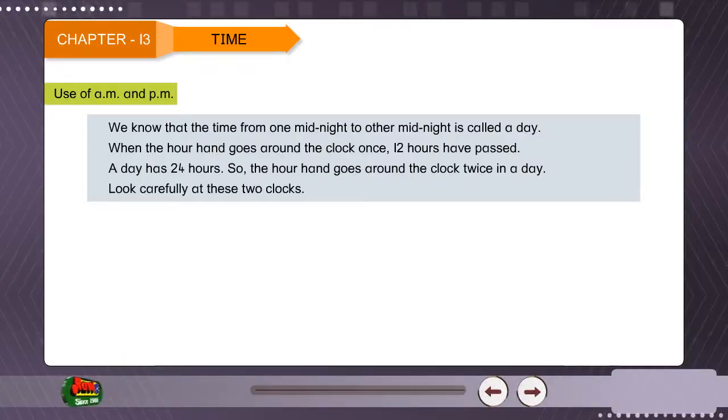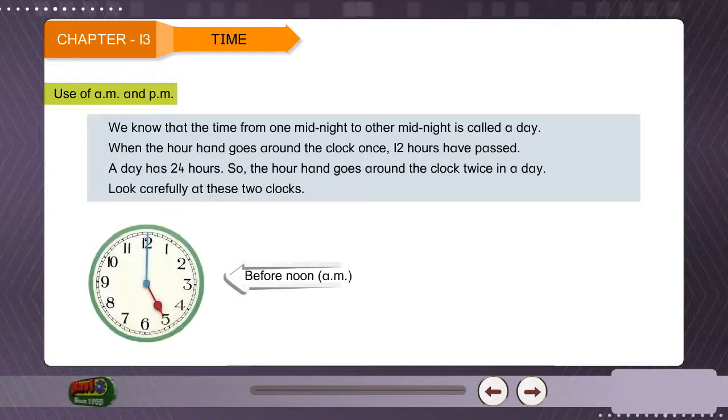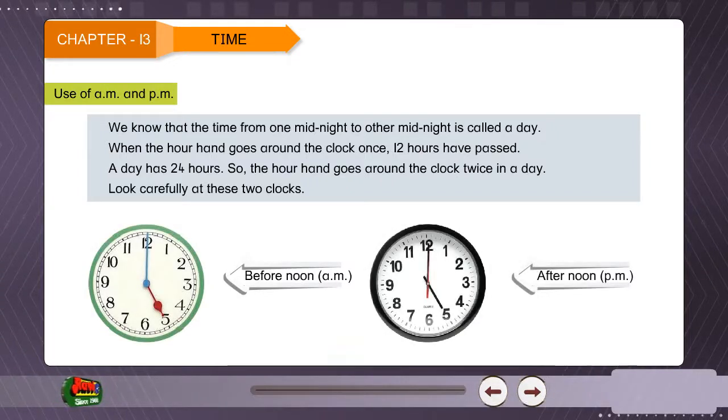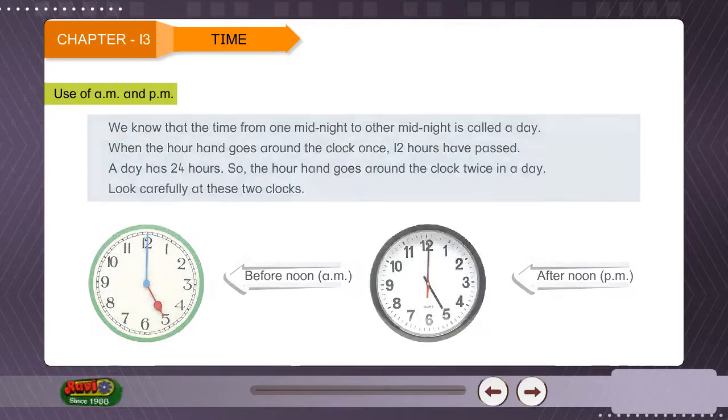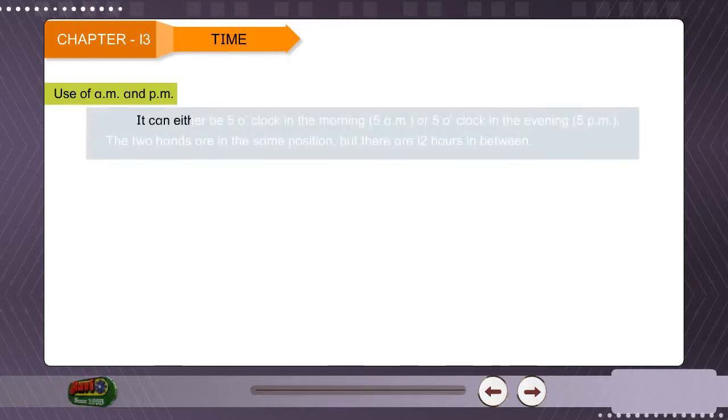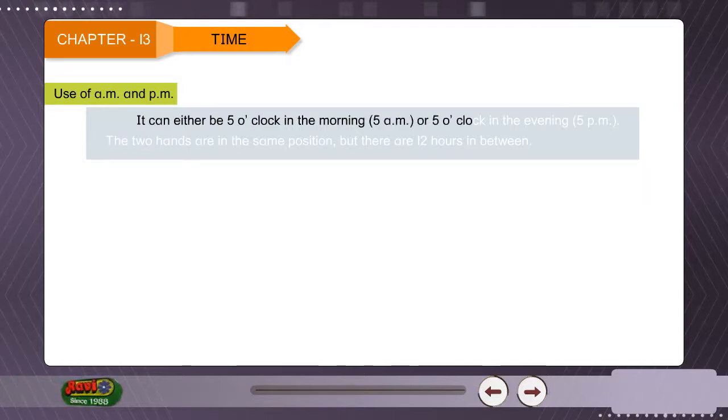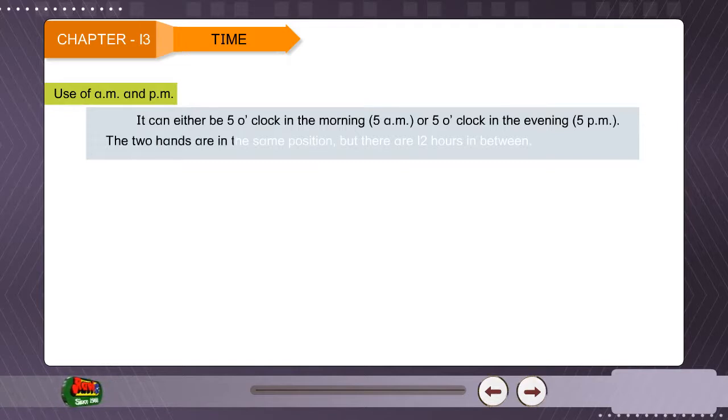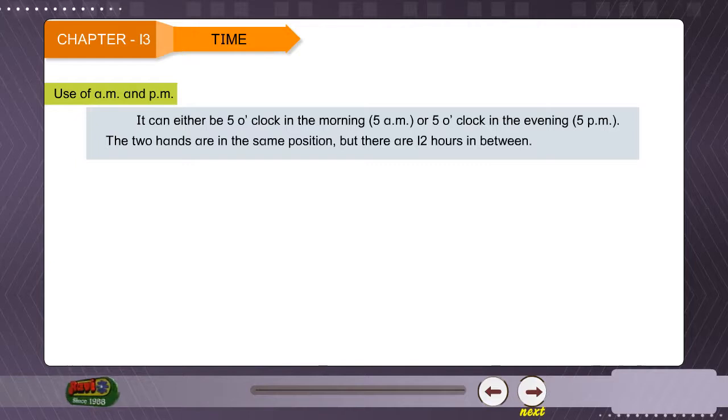Look carefully at these two clocks. Before noon, AM; afternoon, PM. It can either be 5 o'clock in the morning, 5 AM, or 5 o'clock in the evening, 5 PM. The two hands are in the same position, but there are 12 hours in between.